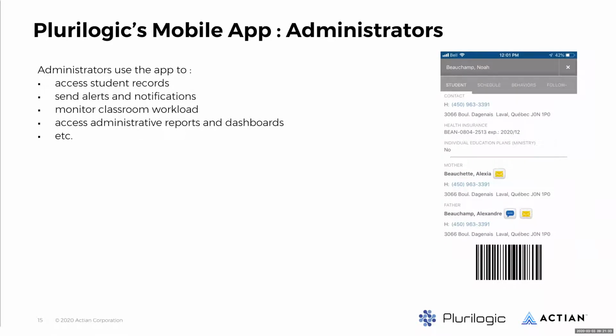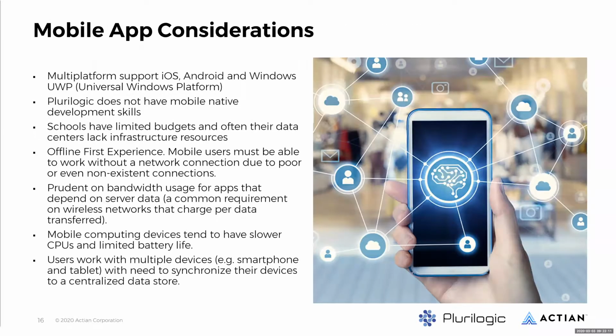All right, and finally, administrators. The most important aspect of the app is that they have data on their device at any time. So at any time they can check student records. Here's an example where an administrator could check the information on a student at any time. For example, if they don't have access or if there's an emergency, they have student data on their device. They can send alerts and notifications. They can monitor workload. And finally, they have a series of reports and dashboards that they use on a daily basis. All right, so this was an overview of the mobile app.